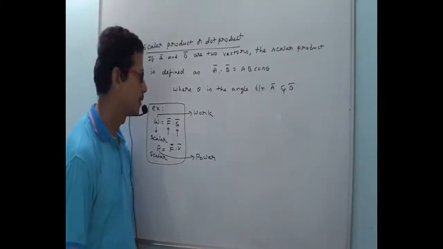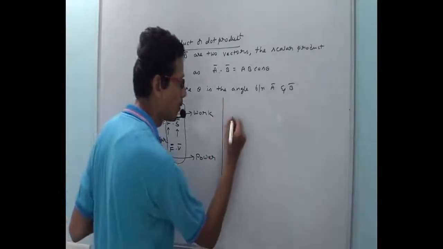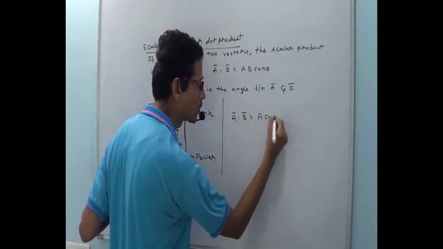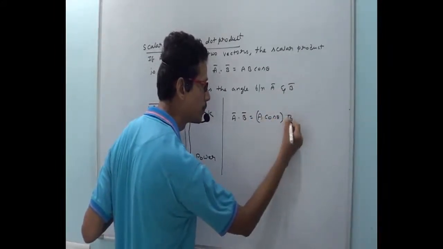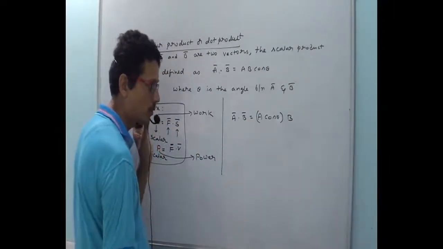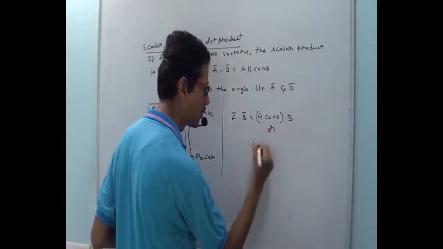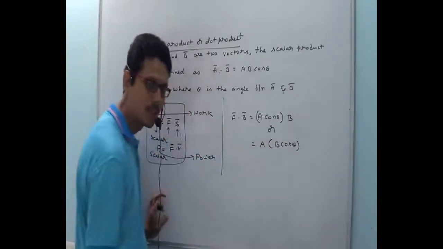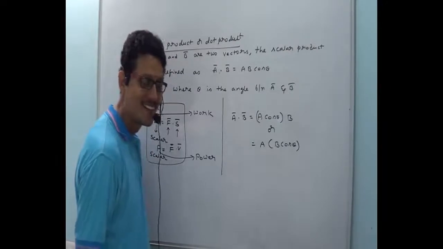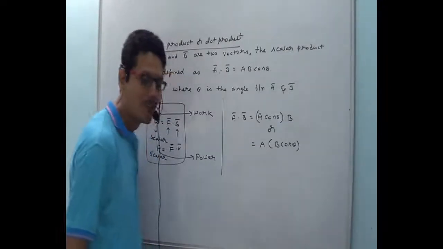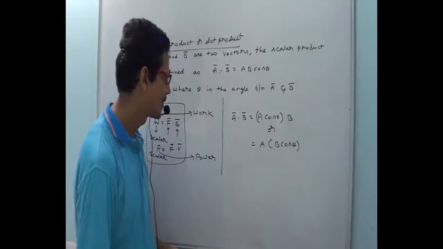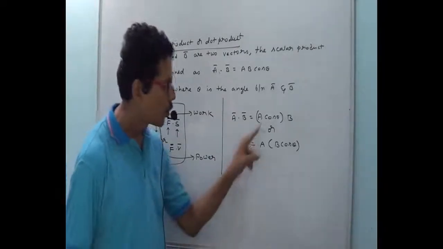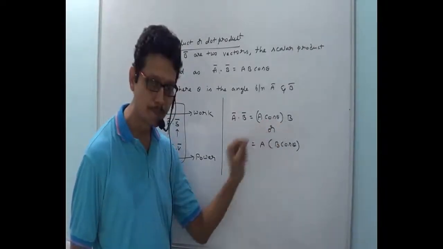So I can write this A bar dot B bar like this. A bar dot B bar is A cos theta into B, or A into B cos theta. Both are the same, write both. I will tell you why I have written like this. First you note down this. And how I have to tell is the component of A along B into B.